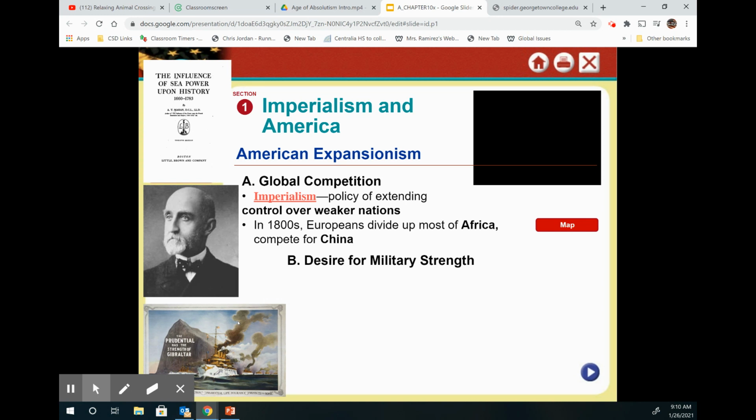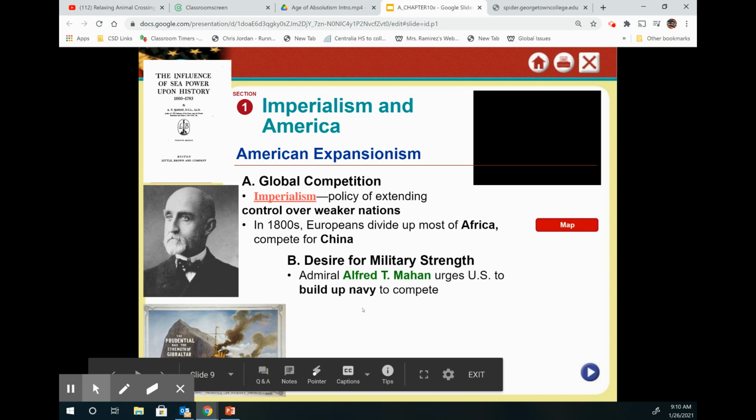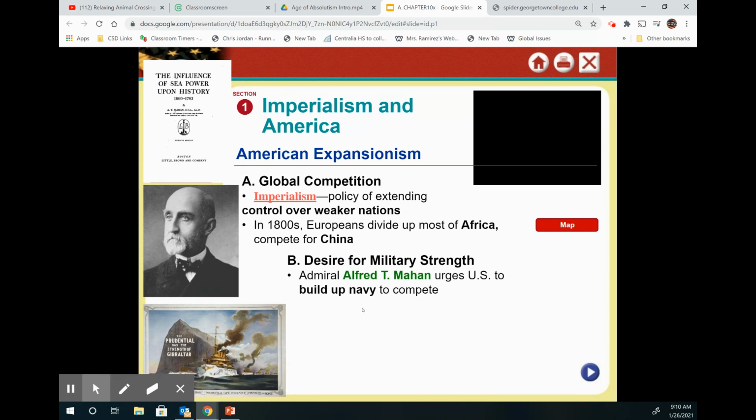Anyway, Alfred Mahan advocated and urged the United States to build up its navy. At this point in history, in the late 1800s, the strength of a country's military was really in large part determined by the strength of their navy. And so this is where he says we should spend the most money.